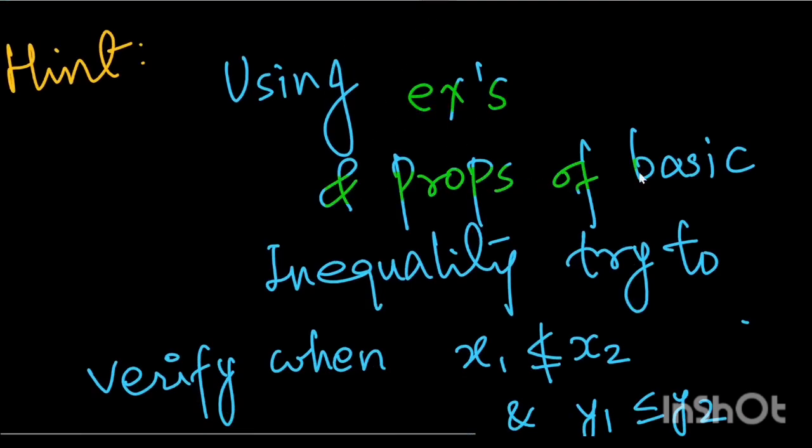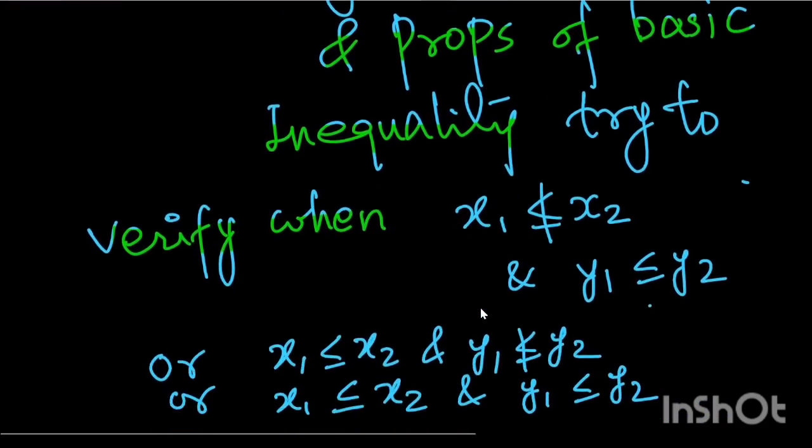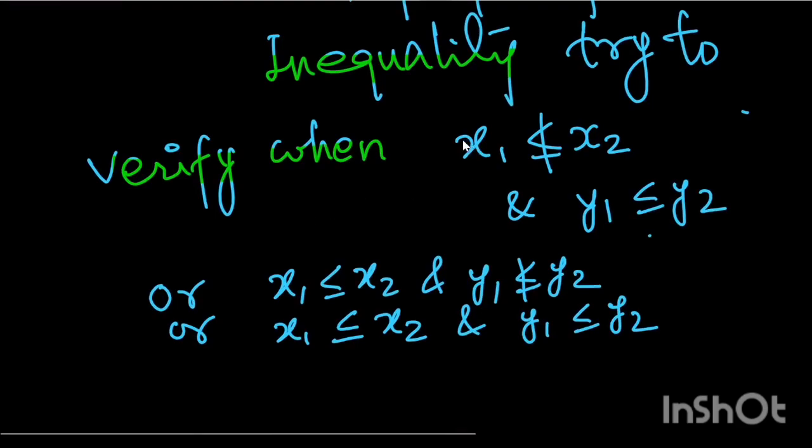We will try to verify the properties of the basic inequality. We will take examples where the first statement is not true but the second is true, because "or" is given, so if any one is true or both are true, it is valid. Then we will take some examples where the first one, x1 less than equal to x2, is true but the second one is not true. We will also take examples where x1 is less than equal to x2 and y1 is less than equal to y2. That way we will try to verify, and using inequality we can also prove it.